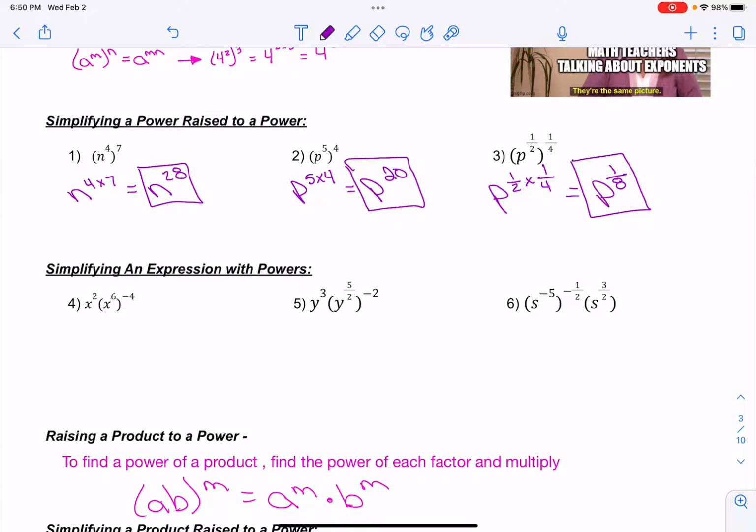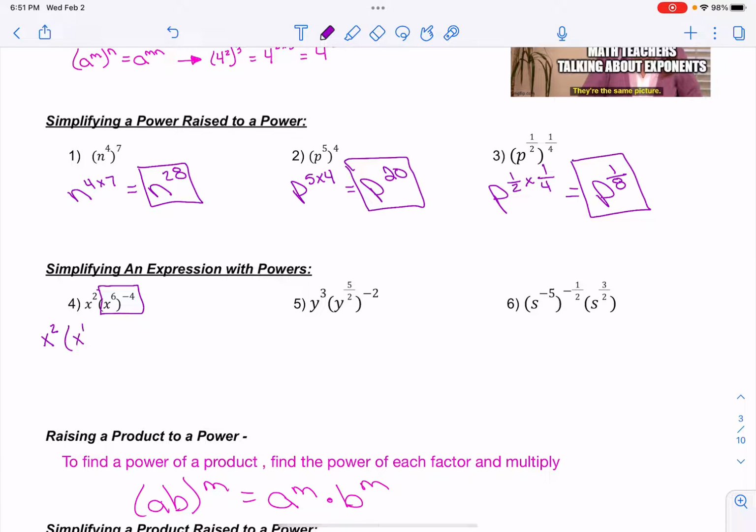In the next section, we go into simplifying expressions. So expressions just means we're going to have more than one step we have to do in order to simplify. For number 4, we have x squared times x to the 6th raised to the -4th. So just like yesterday when we were looking at those negative exponents, I was always putting a box around them to show what it was attached to. So this -4 is only attached to that x to the 6th power. So this x squared just kind of stays out front for now.